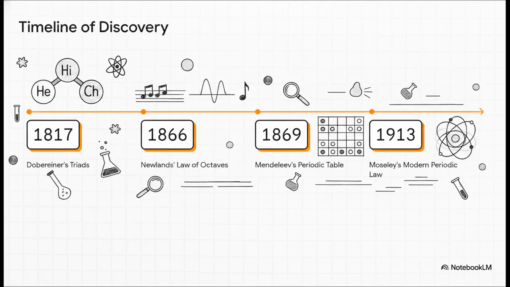To give you a clear picture of how this evolved, we are going to follow a timeline. This is our roadmap of the brilliant scientific minds who attempted to solve this massive puzzle over the course of a century. We'll start in 1817 with Dobereiner, jump to 1866 with Newland's, explore Mendeleev's giant leap in 1869, and finally reach Moseley's ultimate breakthrough in 1913. So let's step back in time and meet our first historical guest teacher.